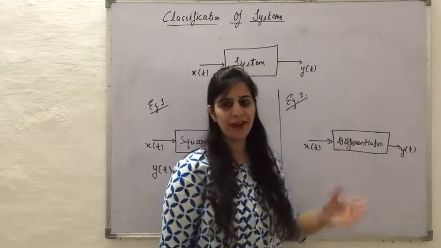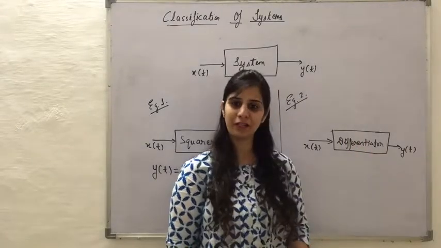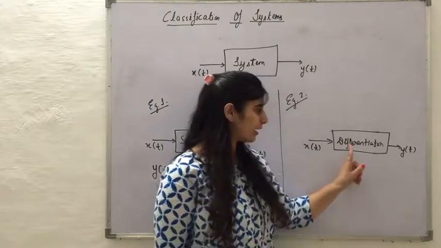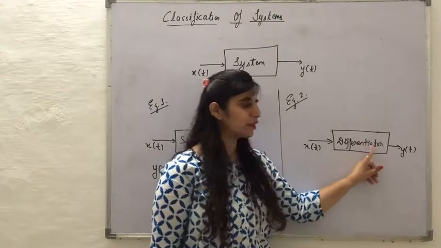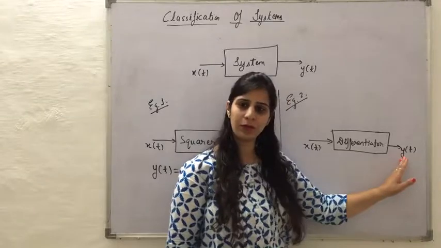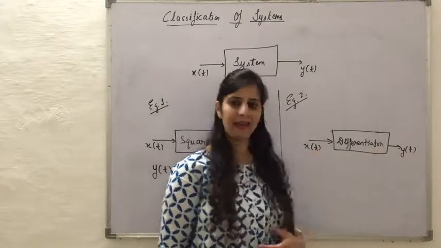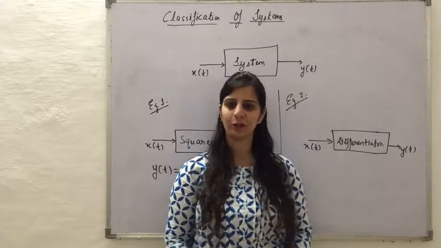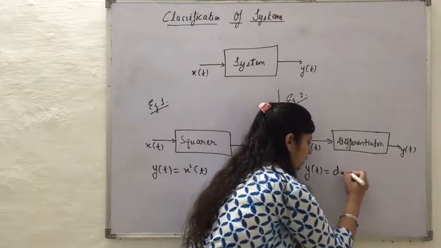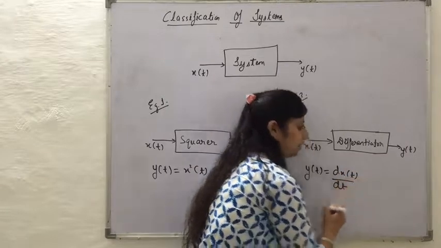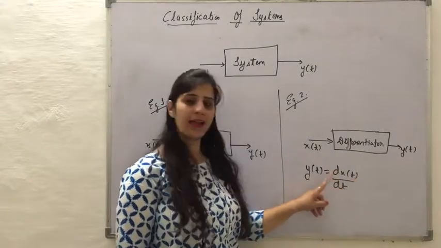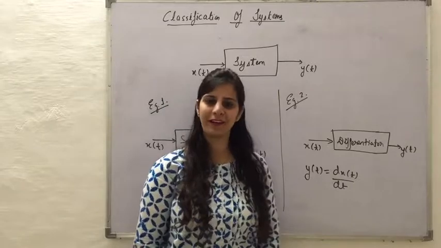The second example that I have taken is a system that is a differentiator. What a differentiator will do is, it will differentiate the input signal. So we have a differentiator here. This differentiator will differentiate the input signal. Therefore, y(t) will be equal to the differentiation of x(t), and here I am taking the differentiation with respect to time. So y(t) in the form of an equation will be y(t) = dx(t)/dt. And this is again the relationship between input signal and output signal in the form of a mathematical equation.